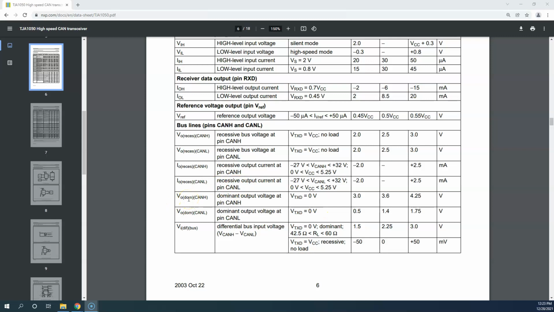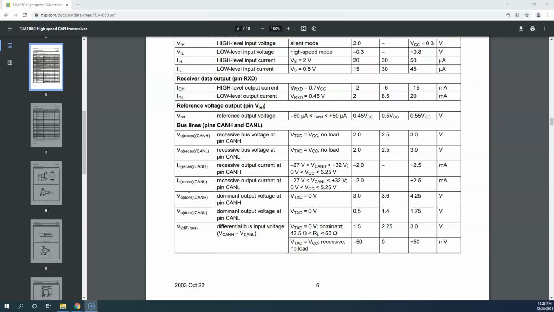I said the dominant bit. So this is V out. This is while the device, the CAN transceiver, is actually transmitting. So when it's in this recessive state, it's one where it's listening, or that it's broadcasting what we would refer to as a logic 1. We'll talk about a lot of that stuff later on.